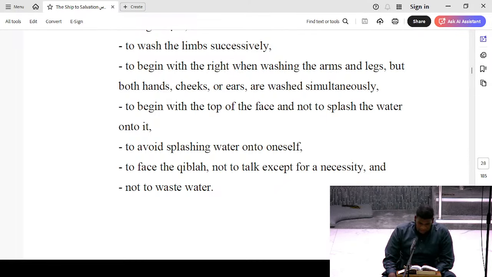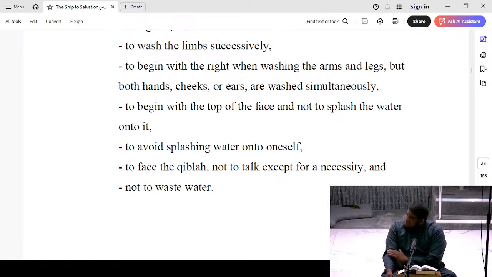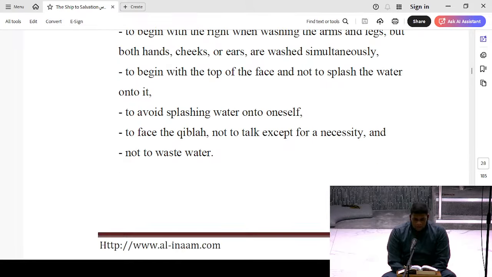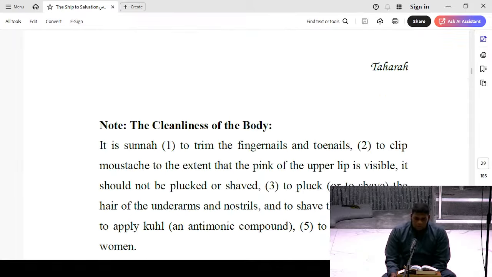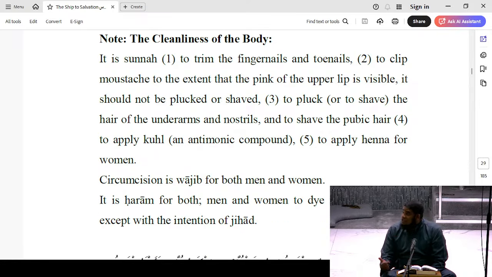Okay? Then during wudu, it is sunnah to wash the limbs successively. What is meant by this is to wash one limb before the other limbs get dry. Okay? So you wash them after each other before the other one gets dry. It is also sunnah to begin with the right side and then afterwards the left side.